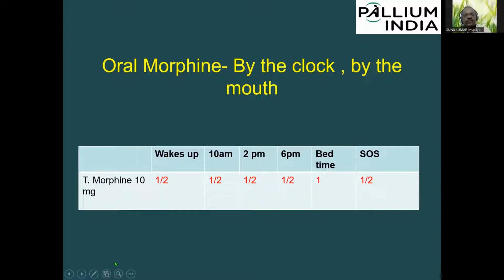You can see many patients who are in severe pain will be sleeping at 6 a.m. You need not administer at 6 a.m., but the first dose needs to be given when the patient wakes up. Likewise, you can also have a relaxation for the bedtime instead of 10 p.m.